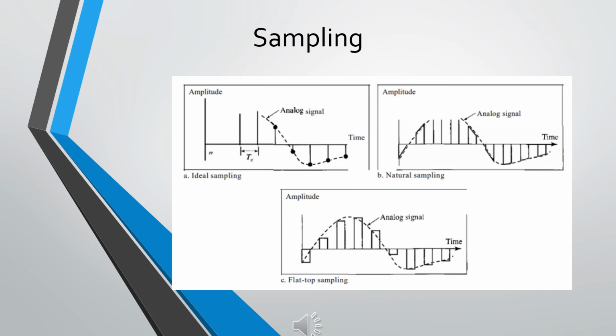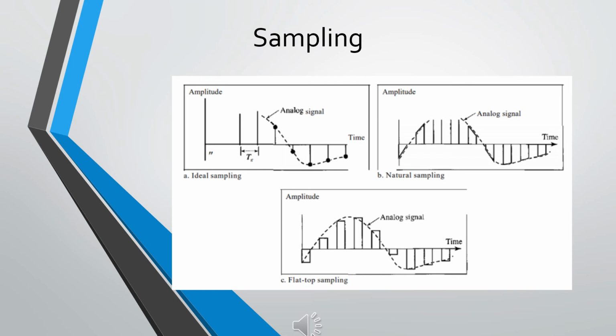The first step in pulse code modulation is sampling. The analog signal is sampled in every interval or time period. The inverse of the sampling interval is called the sampling rate or sampling frequency. There are three sampling methods: ideal, natural, and flat top.